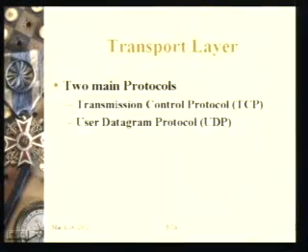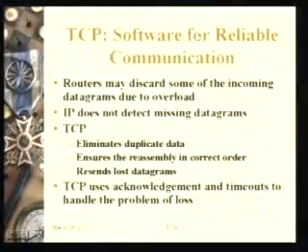The final layers are the transport layer and the application layer. Two main protocols are there in the transport layer, TCP and UDP, the transmission control protocol and the user datagram protocol. What is the need of these two protocols? TCP is the protocol required for reliable communications. Routers may discard some of the incoming datagrams due to overload, which is not known. IP does not detect missing datagrams. So this is the basic problem.